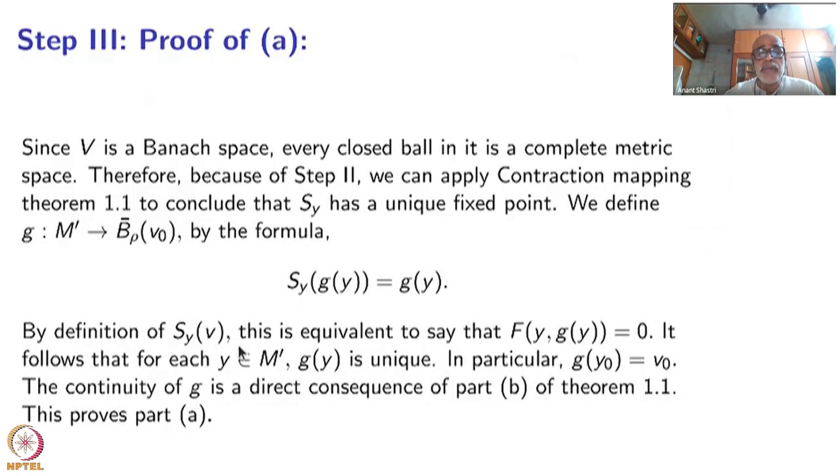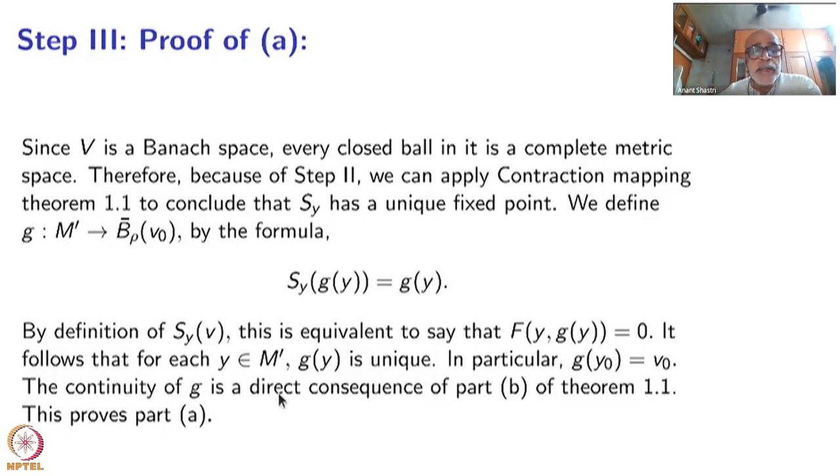By definition, S_y of v equals v is equivalent to saying that F of y, G(y) is 0, because S_y of v is nothing but v minus F of y, v. So it follows that for each y in M prime, G(y) is unique. That is the conclusion of the contraction mapping. In particular, G(y naught) has to be v naught, because F of y naught, v naught is 0. That was the starting hypothesis. So G of y naught has to be v naught.